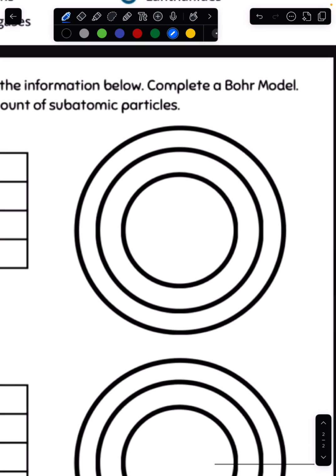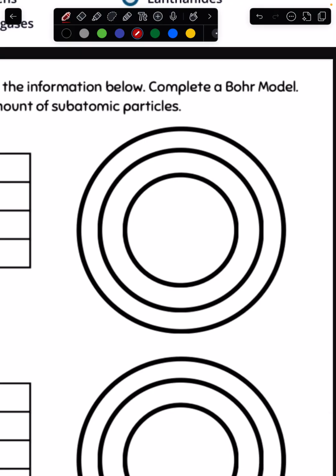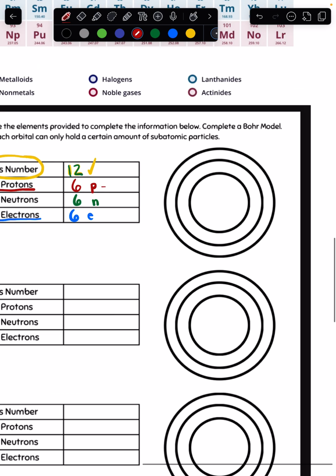When it comes to the drawing, there's a couple things to remember. First of all, our protons go in the middle. So since we had 6 protons, I'm going to draw 6 positives, 1, 2, 3, 4, 5, 6, inside of my nucleus. The placement is important. And we also know that the neutrons also go inside the nucleus. So I'm going to draw 6 of those. So I have 1, 2, 3, 4, 5, 6.